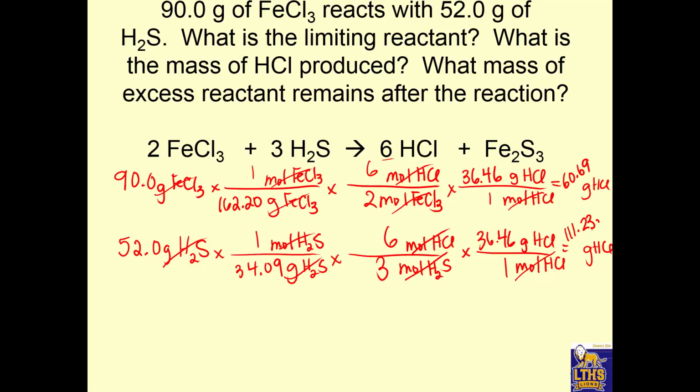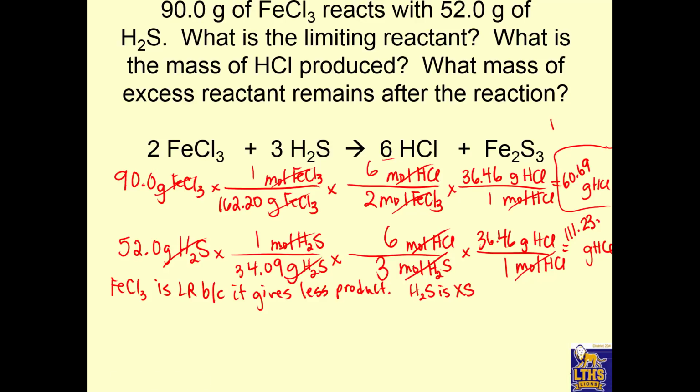So what does this mean? It means two things. It means that FeCl3 is the limiting reactant. Why? Because it gives less product. It also means that H2S is excess. So we found the limiting reactant. And when we found the limiting reactant, we found out that this is the most HCl we can get, because the most we can get comes from the limiting reactant.